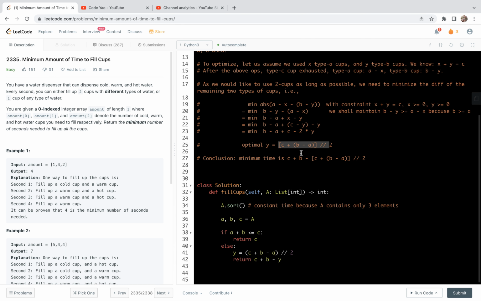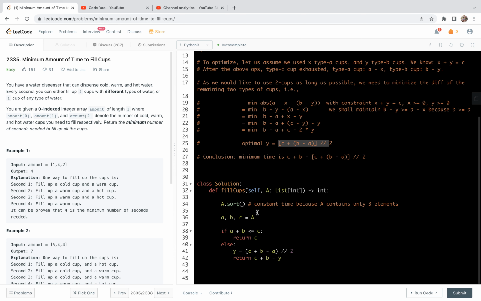For this problem, the code is not essential, but the analysis is more important. With the above analysis, we can write the code. It's like a verbose translation, right? We sort the list. We have changed the function signature argument to A for ease of writing and analysis. After we sort, we check A, B, C in order to align with the above analysis. Then we consider the two cases. First is A plus B less than or equal to C: we return C. Otherwise, we get the optimized Y, and then we return C plus B minus Y.